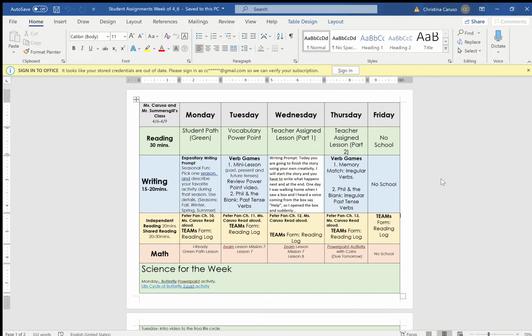Okay, so today we're going to start off with our reading. Our reading is on iReady. However, this is a teacher assigned blue lesson. It is a close read, which means that it's going to be about an hour long. But we have told you numerous times we do not want you to be on the computer for more than 2 to 3 hours a day.